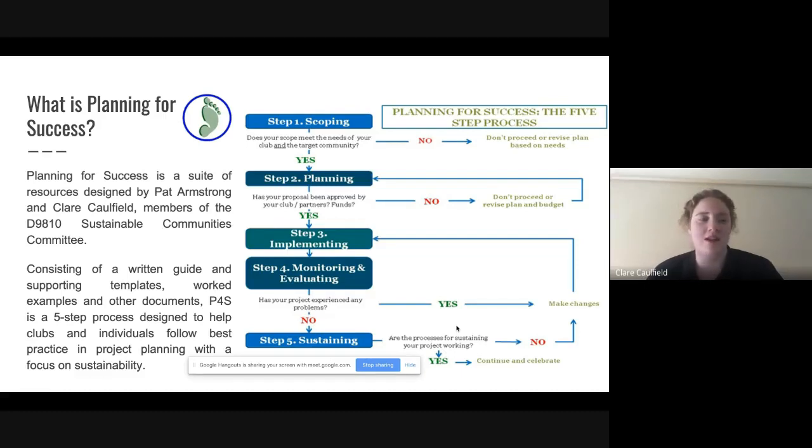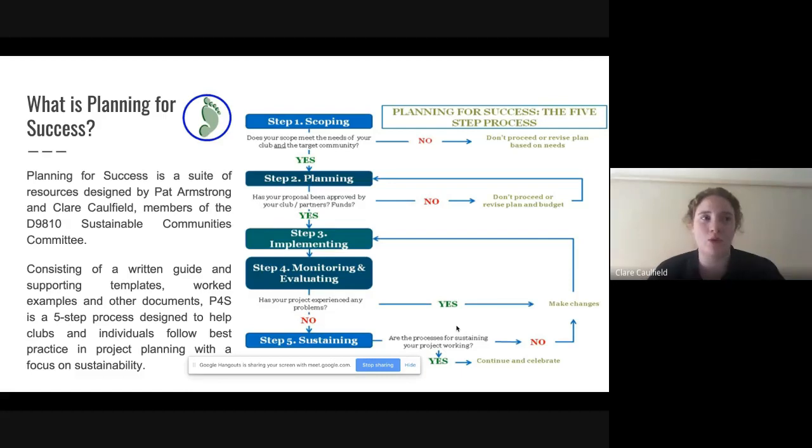I've been a part of this committee for quite some time, and this is a really good example of what happens when Rotaractors and Rotarians collaborate. So this specific set of planning tools, Planning for Success, came from when Rotary International President Ian Riseley challenged everyone to go and plant trees, so that we could plant 1.2 million trees a couple of years ago.